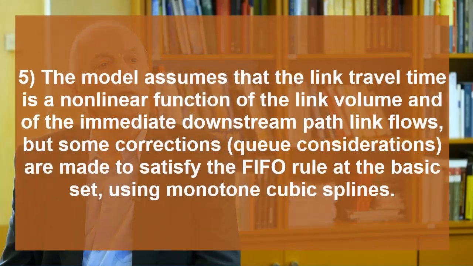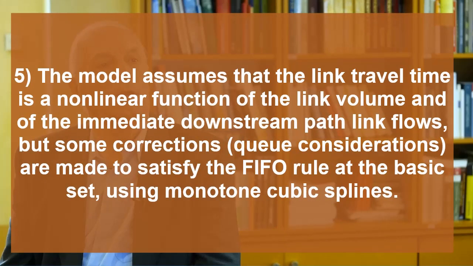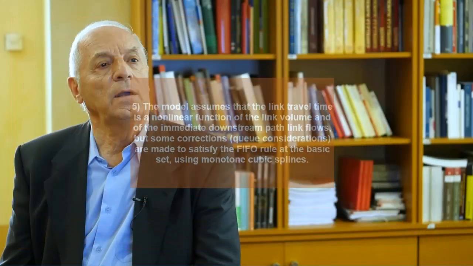5. The model assumes that the link travel time is a nonlinear function of the link volume and of the immediate downstream path link flows, but some corrections are made to satisfy the FIFO rule of the basic set using monotone cubic splines.